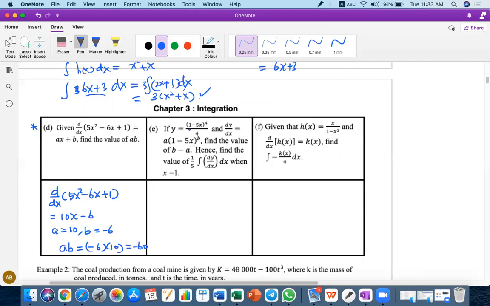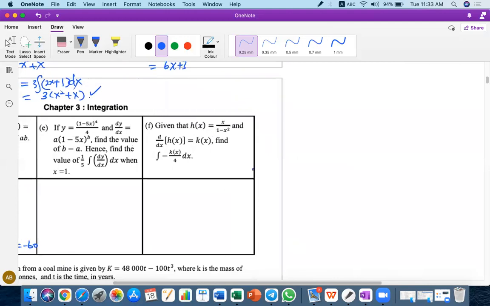If y equals (1 minus 5x) to the power 4 over 4, and dy/dx is this, find the value of b minus a, hence find the value of 1/5 of dy/dx when x goes to 1. It seems a bit confusing, so let me simplify. So y equals (1 minus 5x) power 4 over 4. So I will do dy/dx. You get 4 times (1 minus 5x) power 3 over 4 multiplied by negative 5.